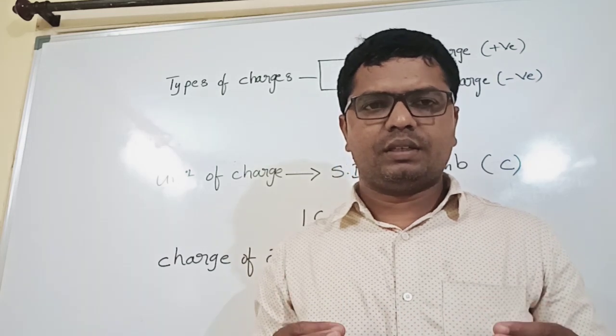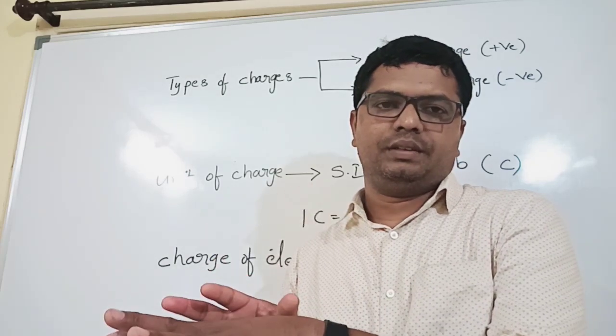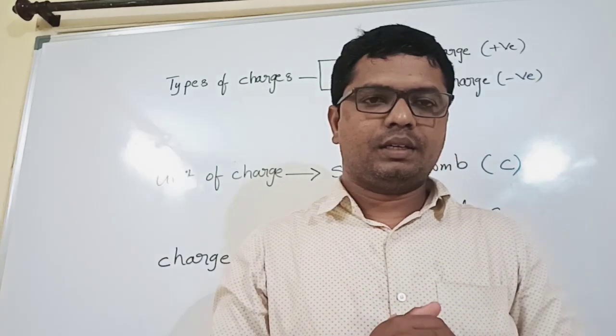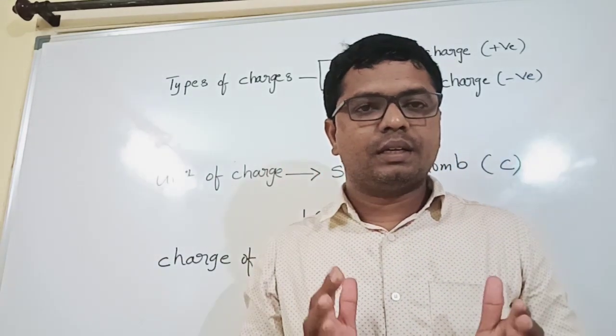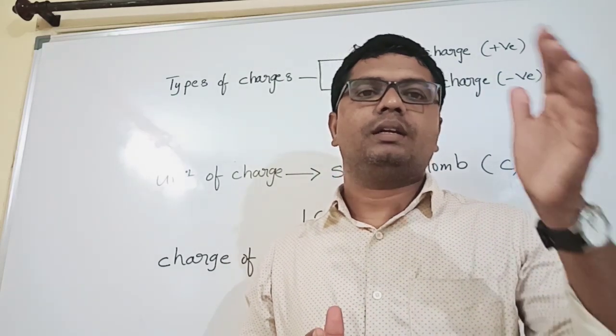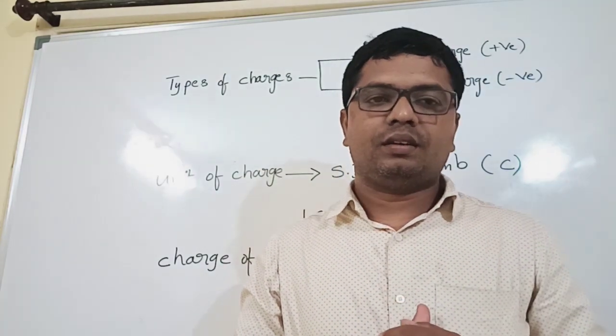Simply you can understand: if there is no charge, there is no electric field. If there is no electric field, there is no magnetic field. And finally, both the electric field and the magnetic field are available when the charged particle is accelerating. That is the main criterion here.